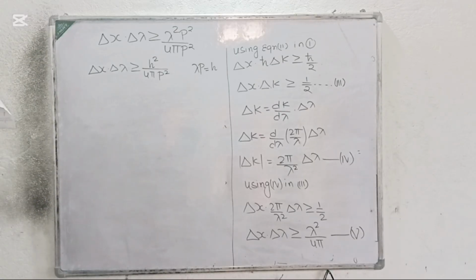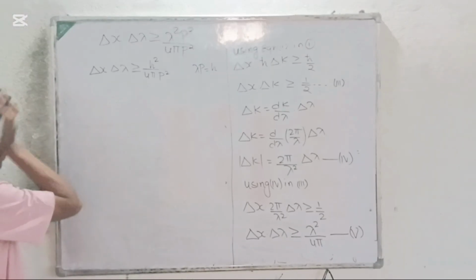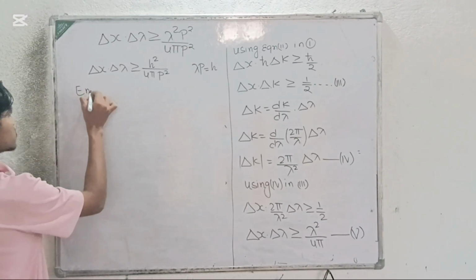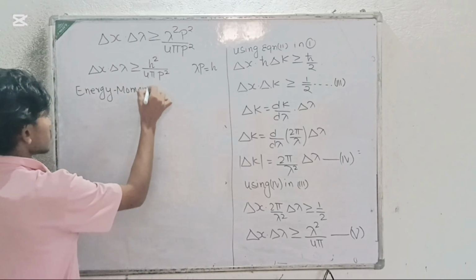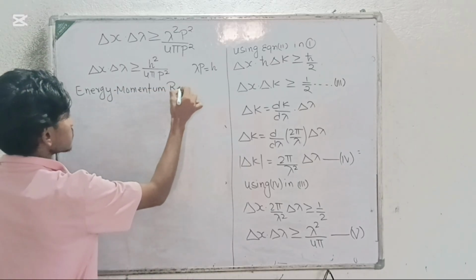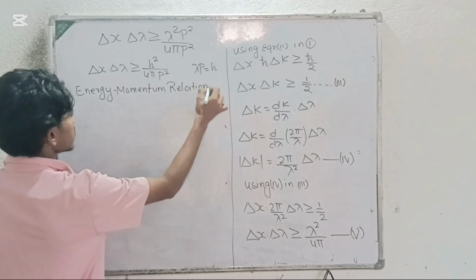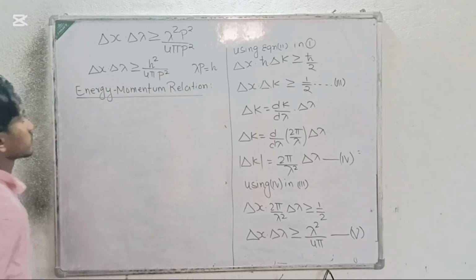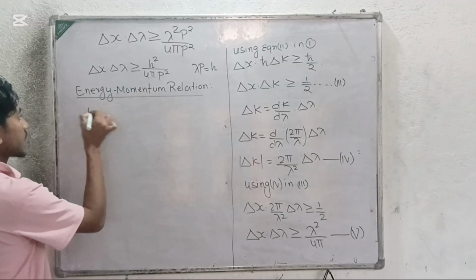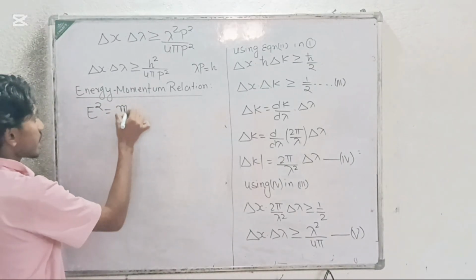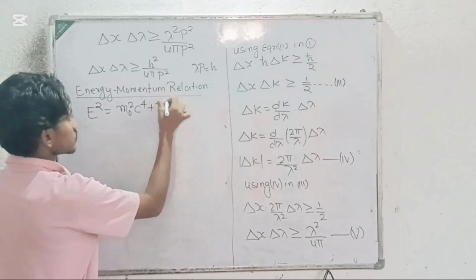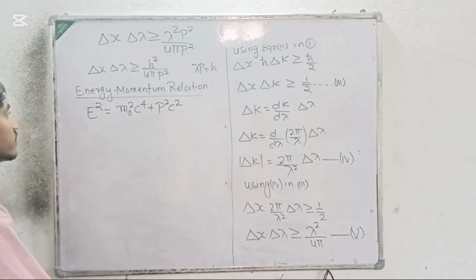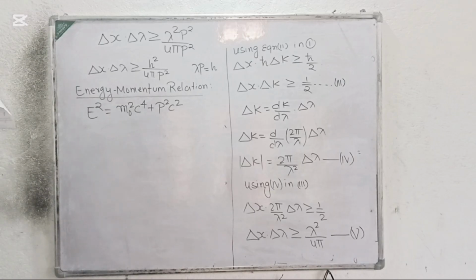So let us apply this condition to the relativistic effects. We know the energy-momentum relation. We are working from the energy-momentum relation, that your energy squared is m0 squared c to the power 4 plus p squared c squared. So this is the energy-momentum relation.